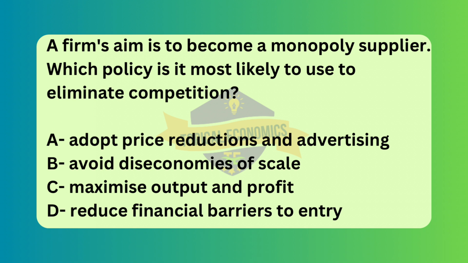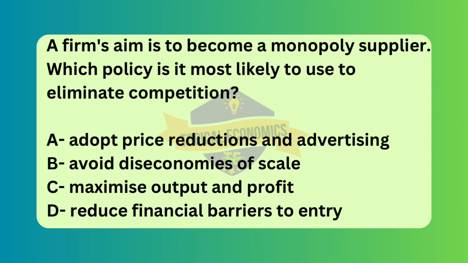The other options are less directly linked to eliminating competition. Option B, avoid diseconomies of scale, pertains to managing internal inefficiencies as the firm grows, but it doesn't focus on eliminating competitors. Option C, maximize output and profit, is more of a general business objective, and option D, reduce financial barriers to entry, could actually make it easier for new competitors to enter, which is the opposite of what a firm aiming to become a monopoly would want.